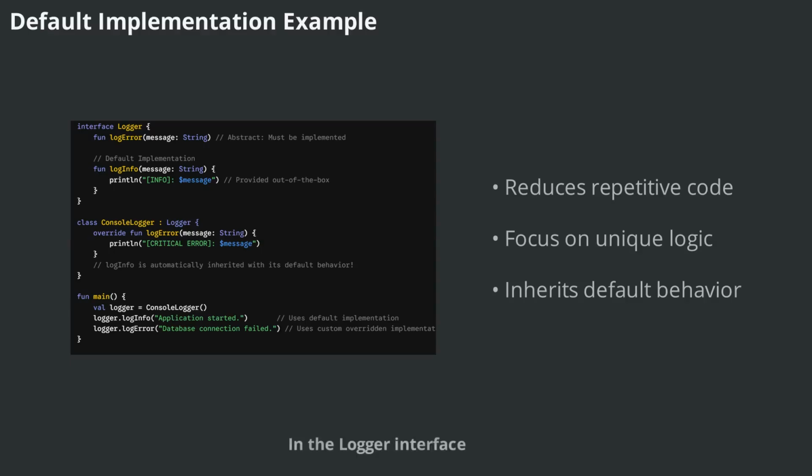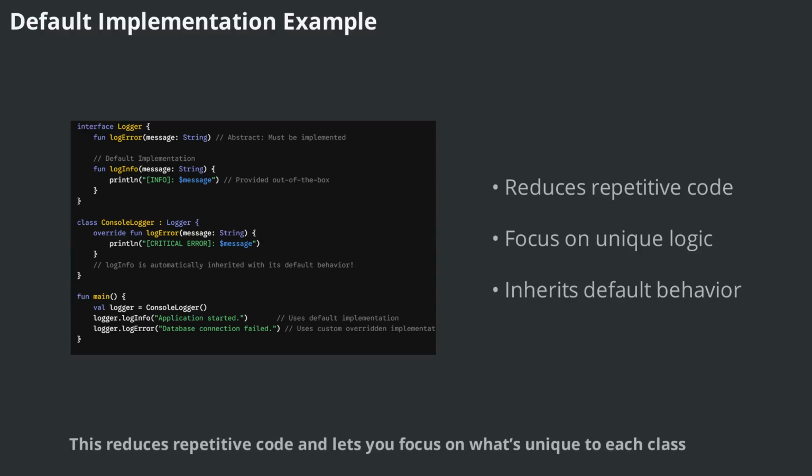In the logger interface, logInfo has a default implementation that prints an info message. The console logger class only needs to implement logError, but it automatically inherits logInfo's behavior. This reduces repetitive code and lets you focus on what's unique to each class.